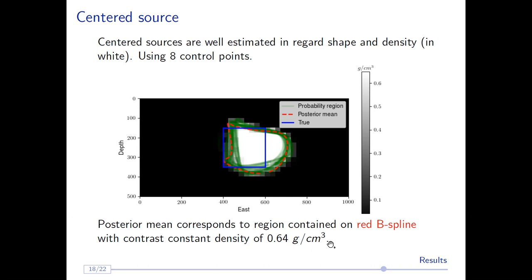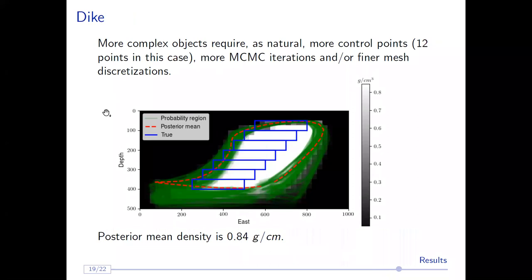So in this case, it is not so close, or relatively close, to the true value, but in comparison with methods that use the Hoonop type regularizations, this value is more approximated to the true one than the other ones. Okay, so in this case, we are using only 8 control points.